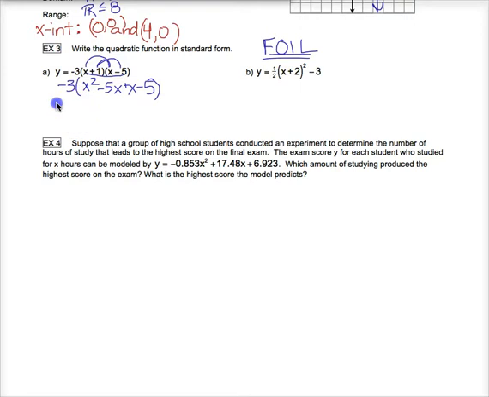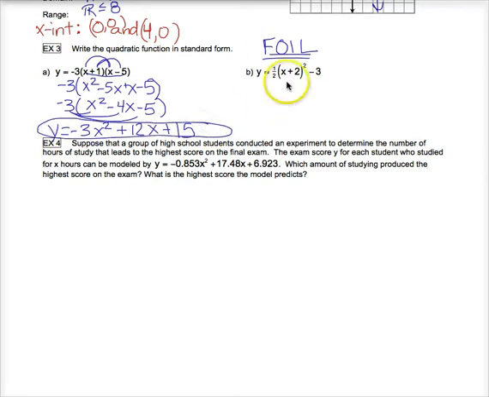So please, please, please combine your like terms inside the parentheses first before you distribute. That will save you so much time because otherwise you've got extra terms that you don't need. So combine the like terms first, then distribute your negative 3. So I've got negative 3x squared plus 12x plus 15, and that is my standard form.